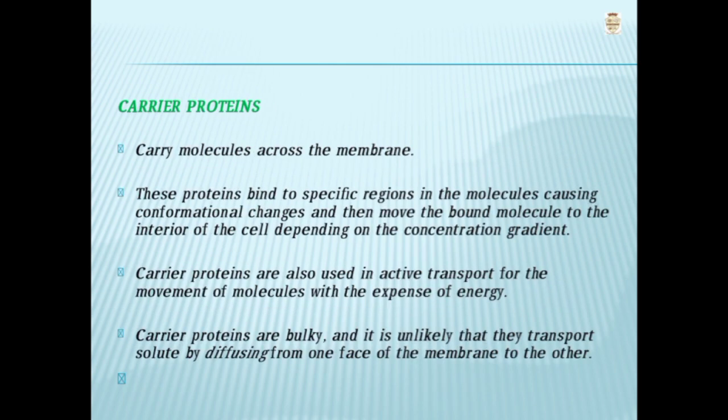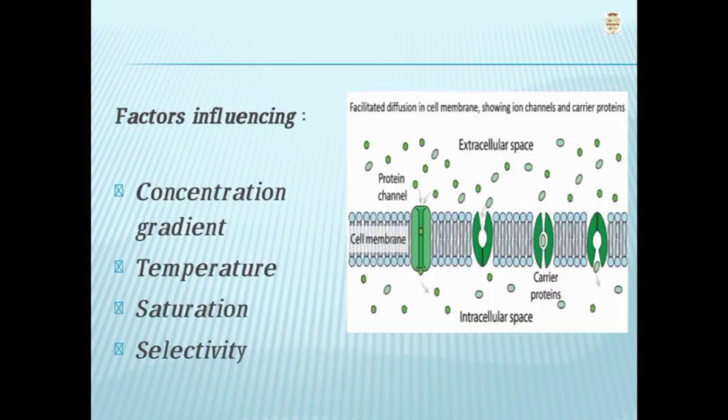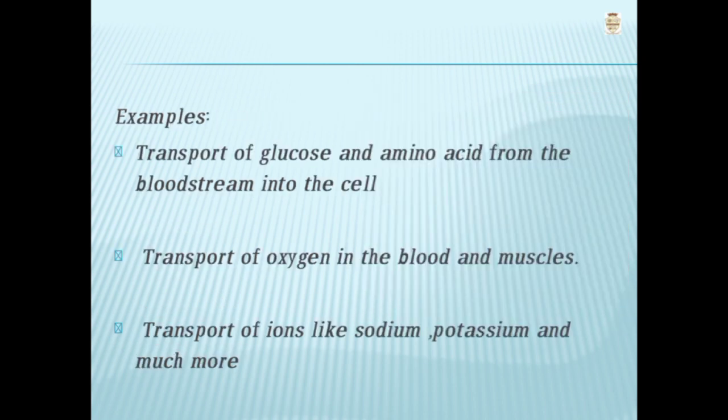Carrier proteins are usually bulky and it is unlikely that they transport solute by diffusing from one side of the membrane to the other. These proteins bind to a specific region in the molecule, causing conformational changes, and then move the bound molecule to the interior of the cell depending on the concentration gradient. Factors influencing this: concentration gradient, temperature, saturation, selectivity. Examples: transport of oxygen in blood and muscles, transport of ions like sodium and potassium, and much more.